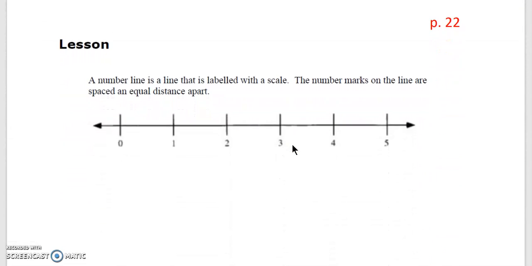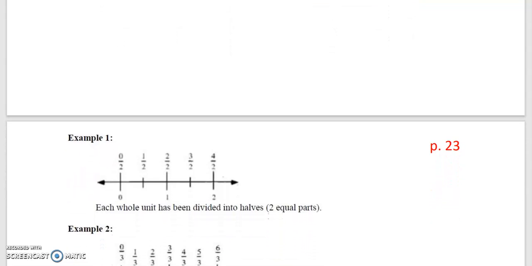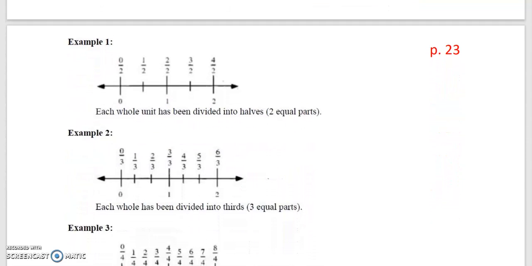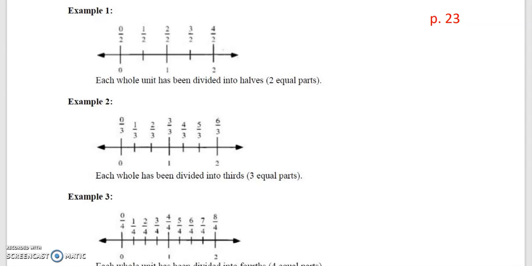So really a number line is just like that ruler. It's labeled with a scale, and everything is equidistant apart. So if we look at this like inches, 1 inch, 2 inch, 3 inch, 4 inch, 5 inch, everything is separated equally on a number line. What we can do is we can place fractions on number lines by further dividing up segments.